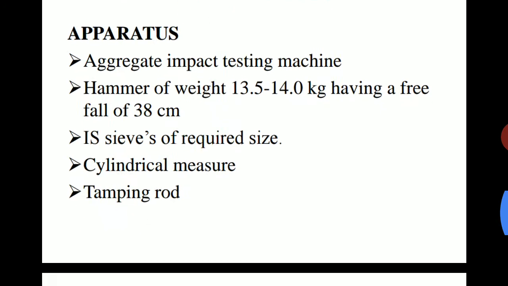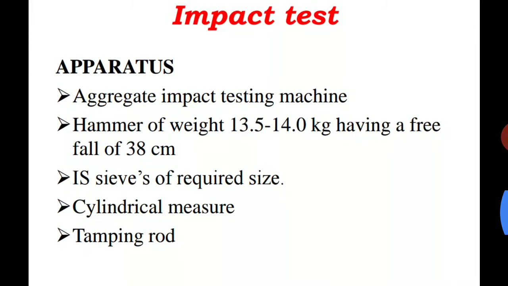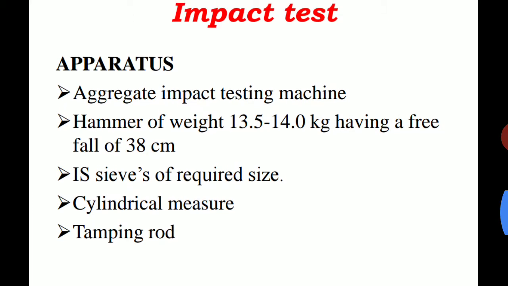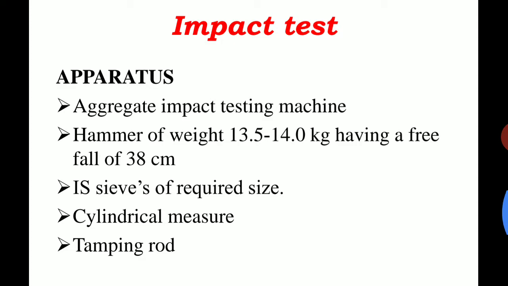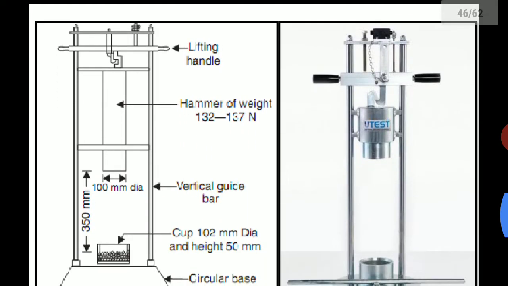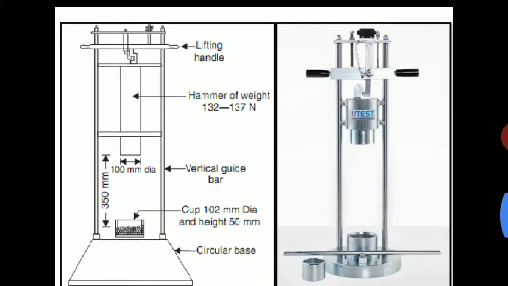Here we can see the apparatus: the aggregate impact machine, with a hammer of weight around 13.5 to 14 kg, free falling from a height of 38 centimeters. We also need IS sieves of required sizes, cylindrical measures, and a clamping rod. Here you can see the diagram of the entire setup.